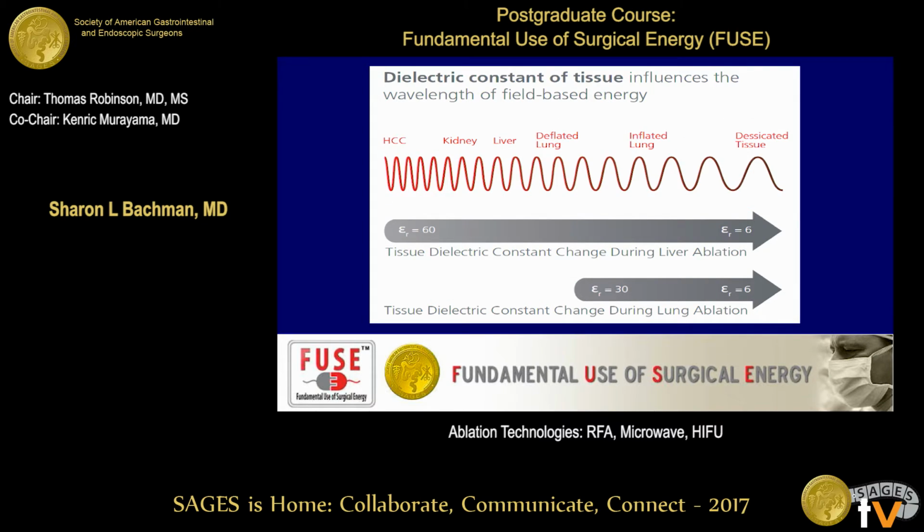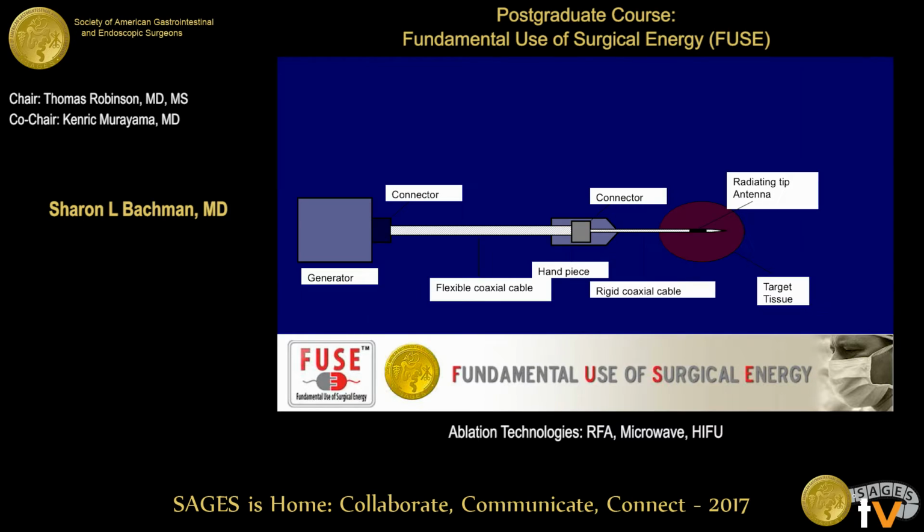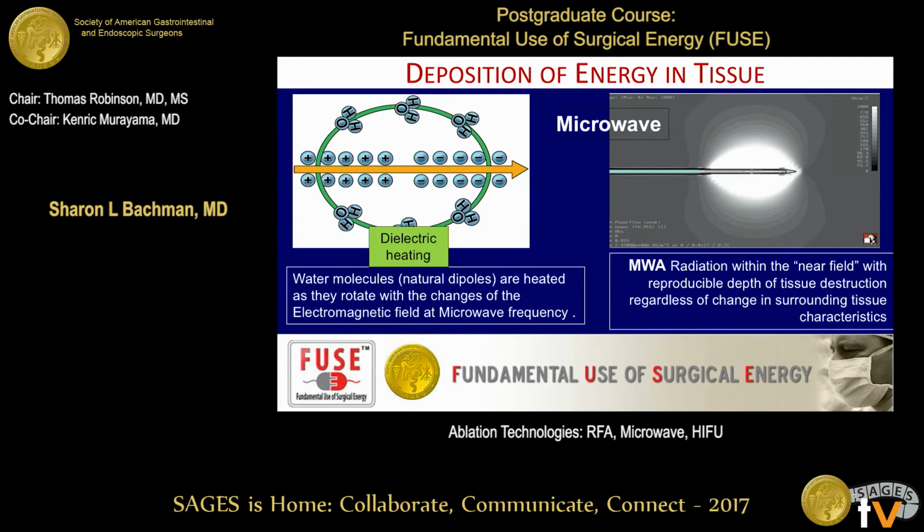That leads to a very different tissue effect, which we call dielectric. Different kinds of tissue have different water in them and different effects. So here's our device. You can see the tip of it, the antenna, actually broadcasts that wave. So the wave of energy itself is going through the tissue. And what does that do? It affects the water molecules. This is just like in your microwave at home. And the natural dipole effect, right?